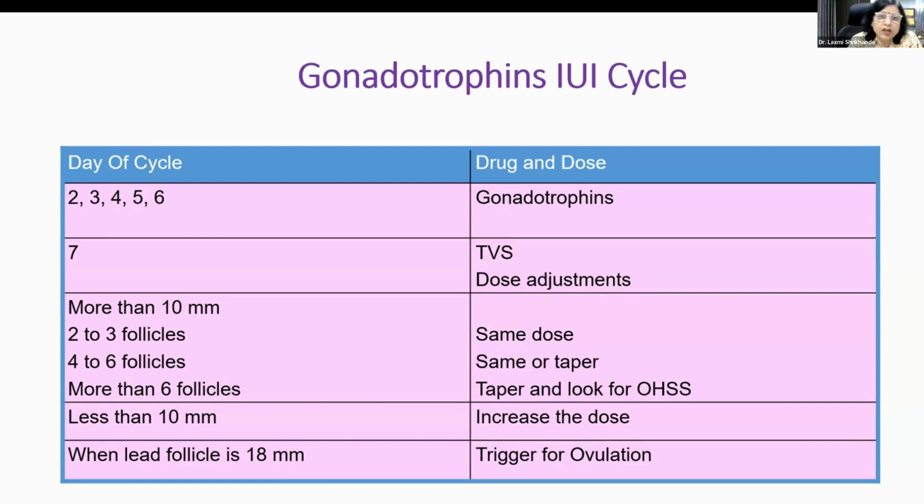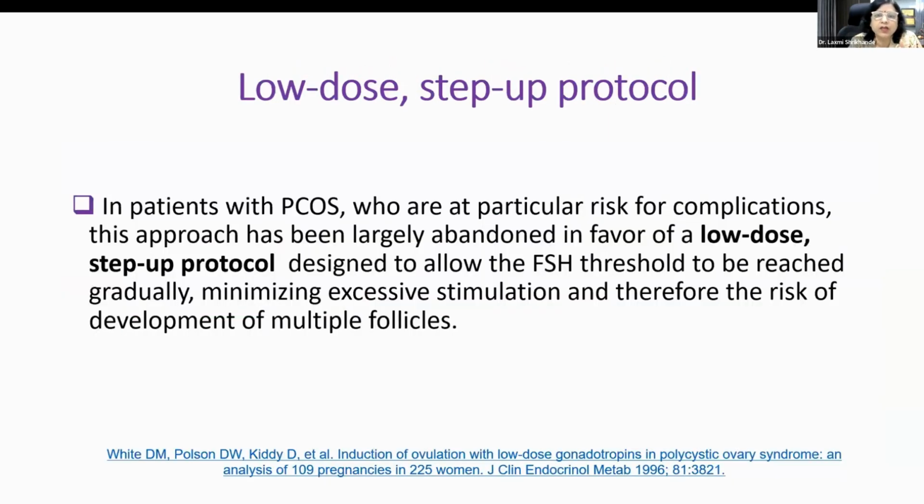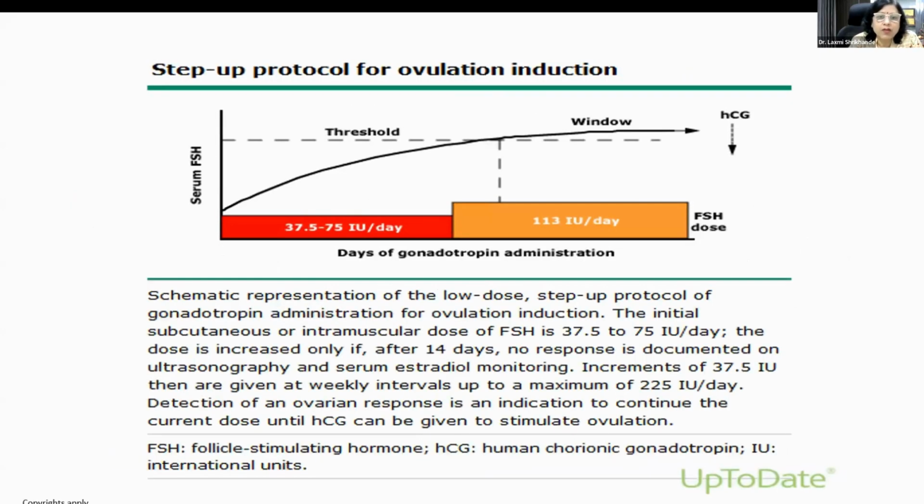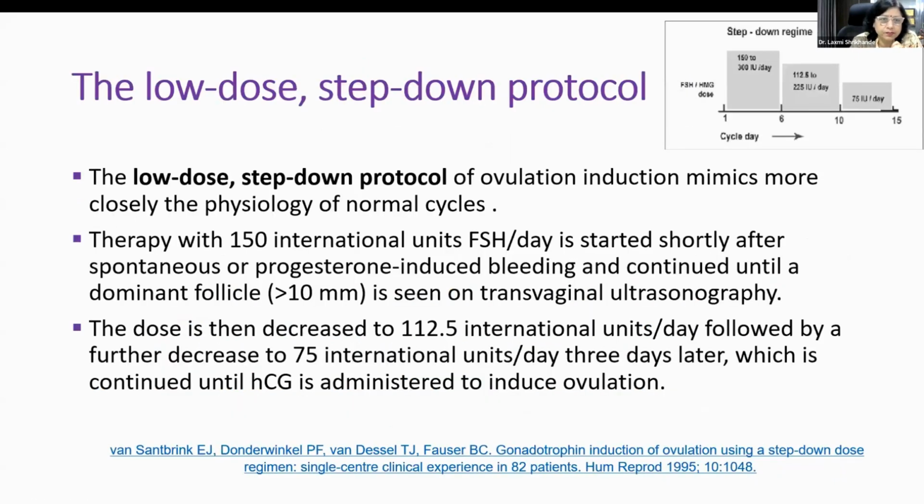When should you give trigger? If it is a gonadotrophin cycle, when the lead follicle size is 18 millimeter, the trigger should be given. This is the low dose step up protocol. It is designed to allow the FSH threshold to be reached gradually, minimizing excessive stimulation and therefore the risk of development of multiple follicles. So this is the step up protocol, that is you start with either 37.5 or 75 and then you gradually increase the dose of your gonadotrophins.